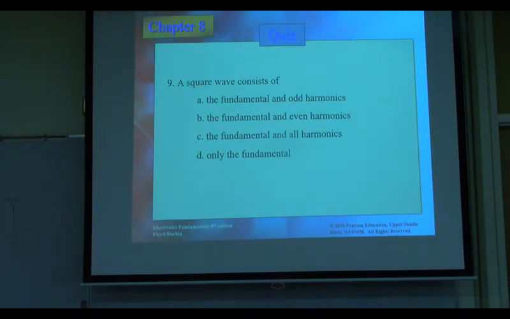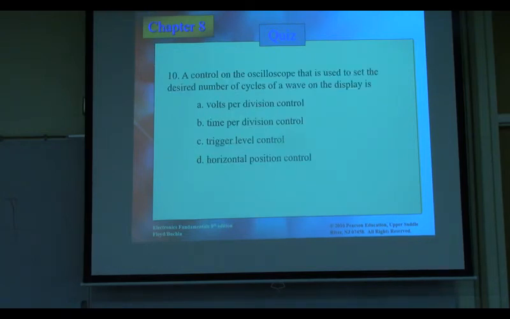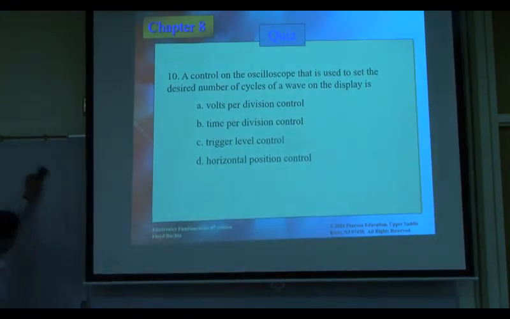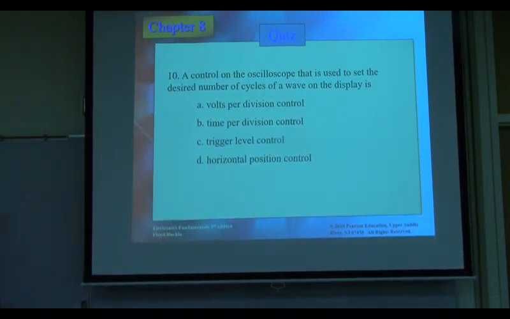Right? What's the control on the oscilloscope that is used to set the desired number of cycles of a wave on the display? Let me explain this a little bit. Division, because on the screen of the oscilloscope, there are two middle lines here, and we have some vertical lines. All these are called divisions. So there are horizontal divisions and vertical divisions.